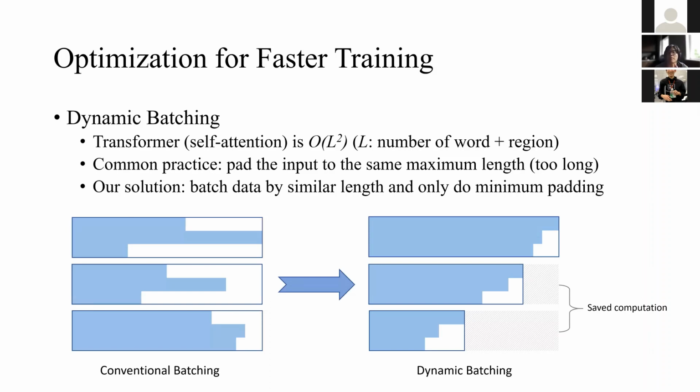First, dynamic batching. The transformer self-attention operation is quadratic to the input length. A common practice we see in open source implementations is padding to the same maximum length. To cover most of the pre-training data, the maximum length is often set too long. We apply a technique frequently used in NLP to sort inputs by length before batching. The left side shows conventional batching, and the right side shows dynamic batching, where you can see we save a lot of computation, hence increasing the overall throughput.